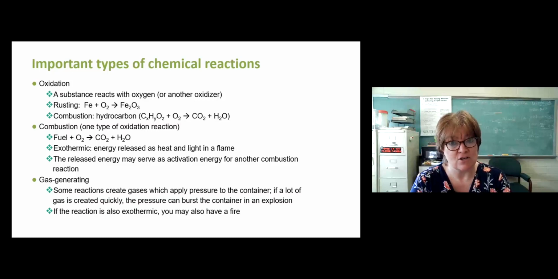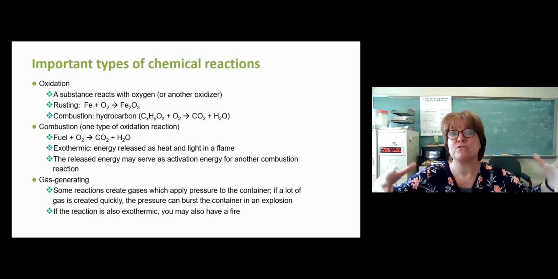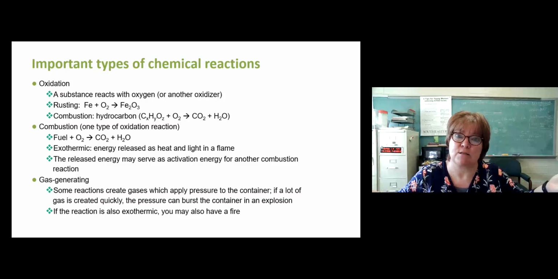Often they're gas generating. So we have these reactions, and combustion is one of them, that create gases that apply pressure to the container. If a lot of gas is created quickly, that pressure, that pushing on the walls of the container, can be so severe that it bursts the container, hence an explosion.